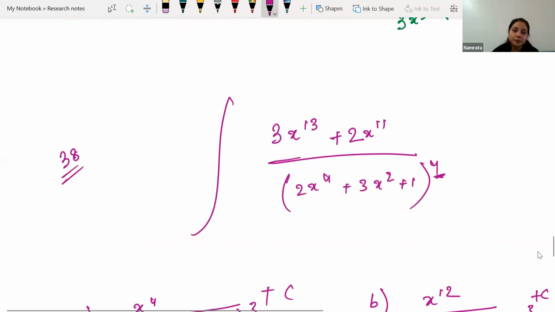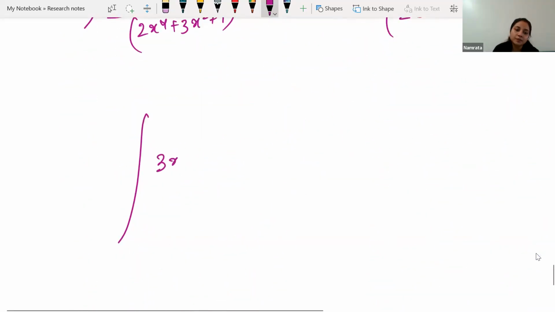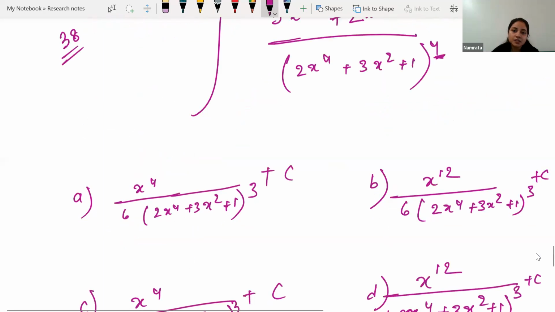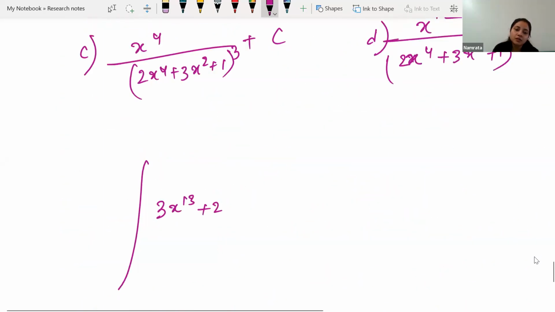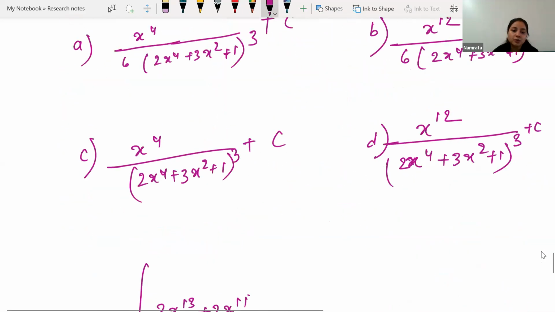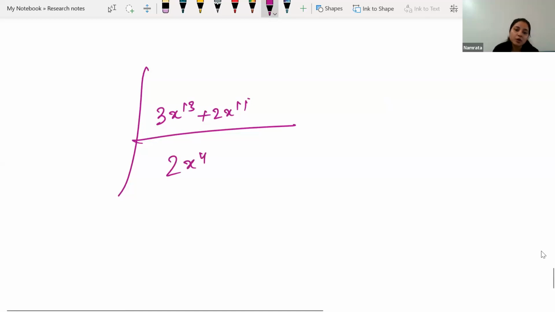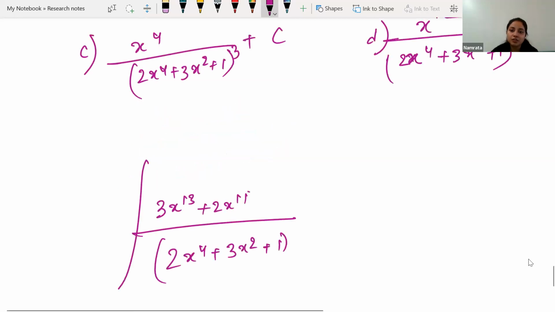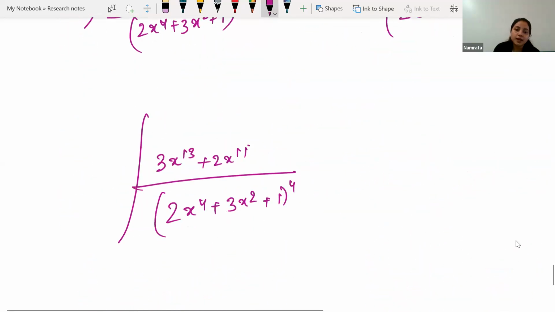We have 3x to the power 13 plus 2x to the power 11. In the denominator we have 2x to the power 4 plus 3x square plus 1, again to the power 4, and dx. We will try to apply the substitution method. We will substitute only one part and get the other part after taking the derivative, but before that we have to arrange it like that.